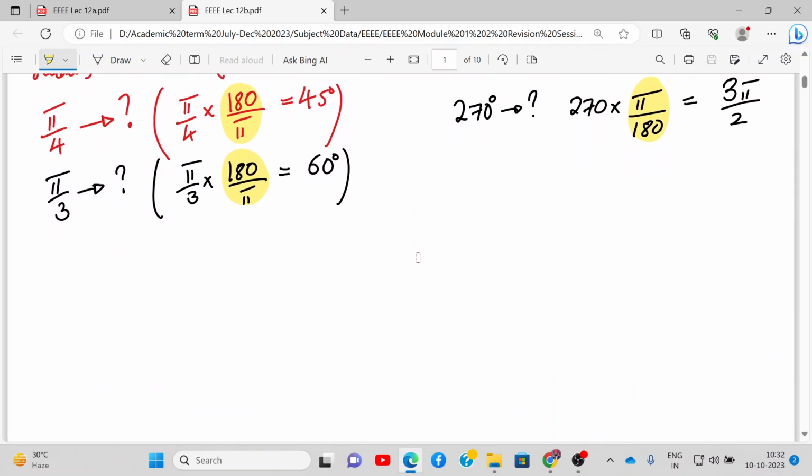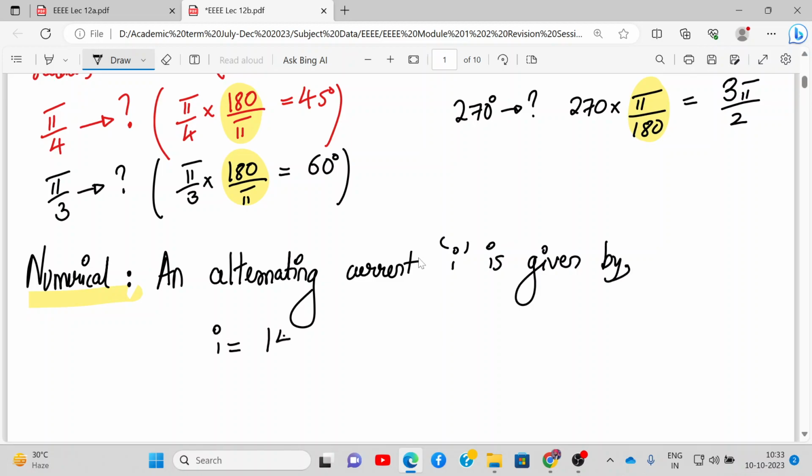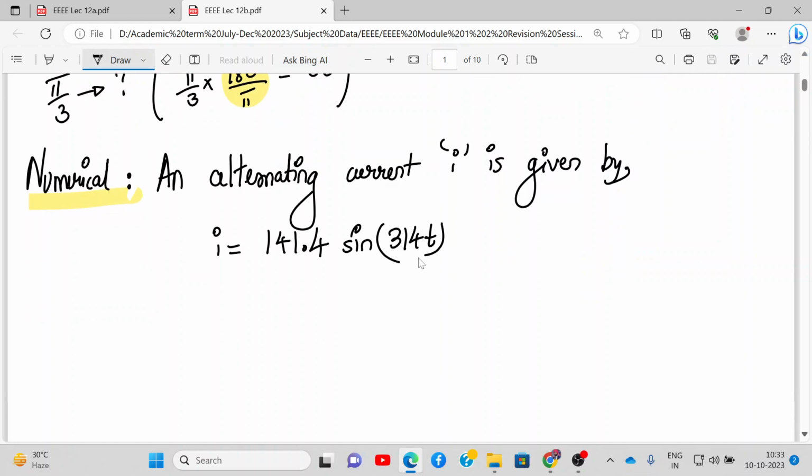So let's solve one numerical on AC quantities. So write down the numerical. Okay, let me take the pen. Numerical number 1. So let's write: an alternating current I is given by I equal to 141.4 sine 314t. Okay, so that's the value of I given to you.